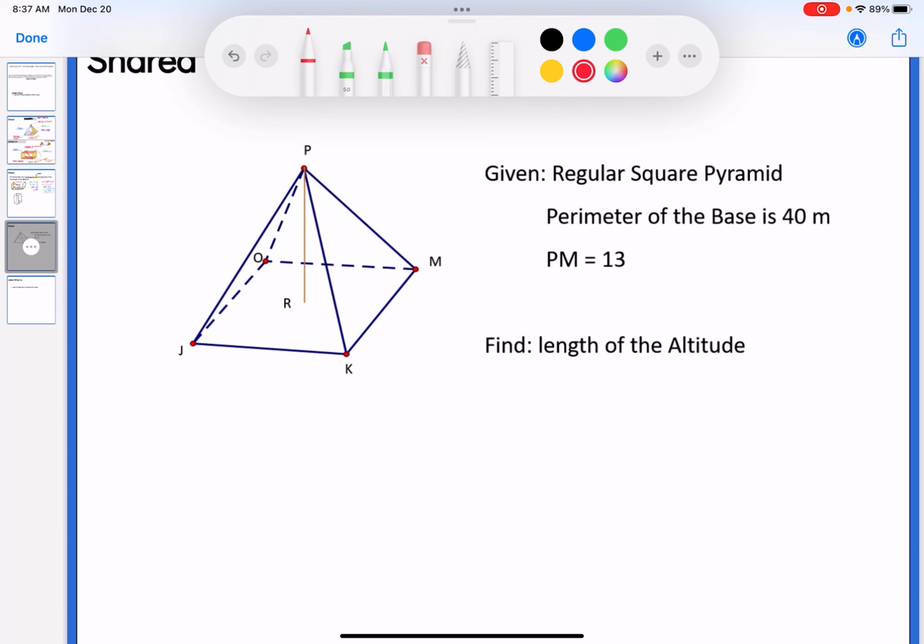It says this is a regular square pyramid. So again, regular is kind of telling us that it's standing right up and down, also telling us that the base is square. It's kind of redundant, right? So this is a square pyramid, which tells us that all of these sides down here are congruent and all the angles down there are right angles as well, right? Just in case we need it.